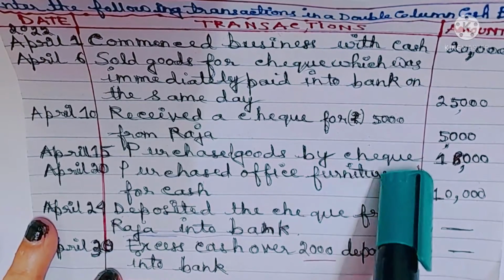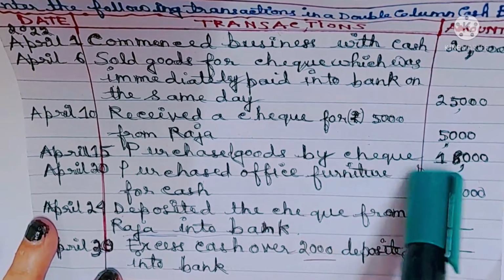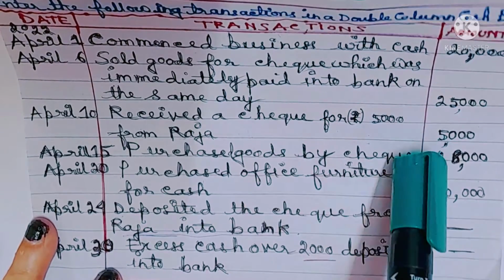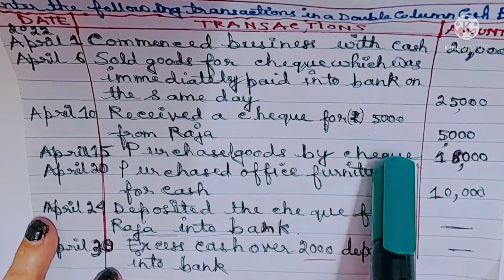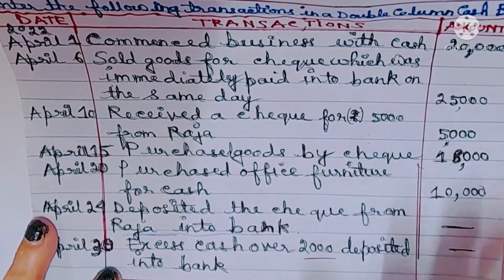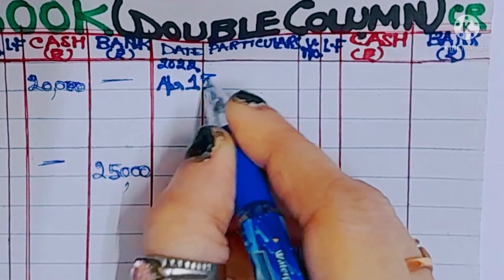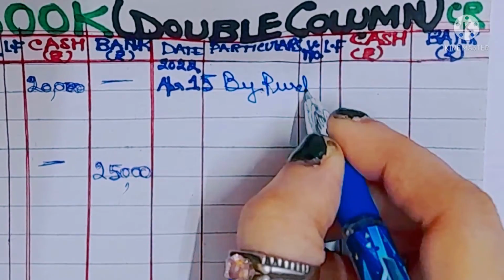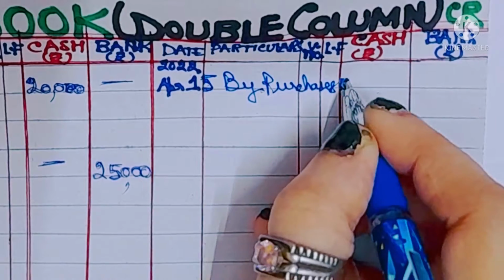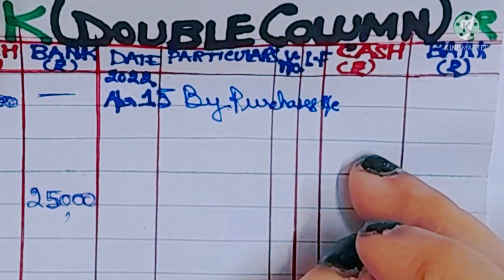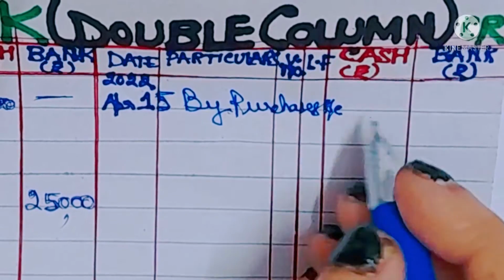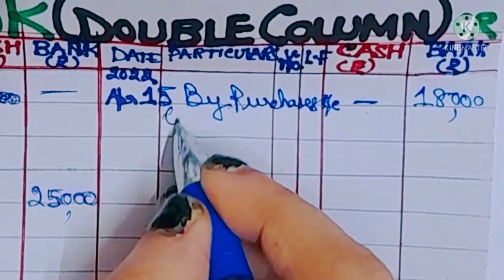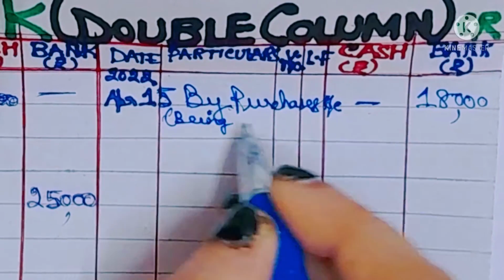So purchases account debit to bank account. So what is the position of bank account? Since bank account is on the credit side, purchases account will also be on the credit side. So we'll have to write by purchases account in the cash book on the credit side in the bank column 18,000. Okay, so let's write 15th April, by purchases account. How much? 18,000. Since purchase goods by check, it should be in the bank column 18,000. Okay, being goods purchase by check.